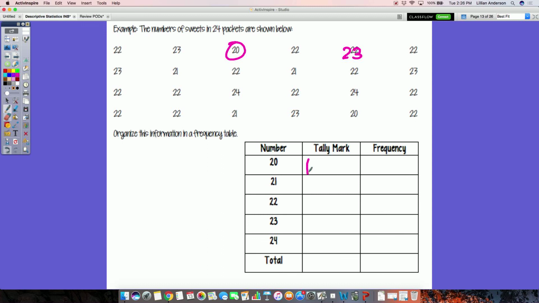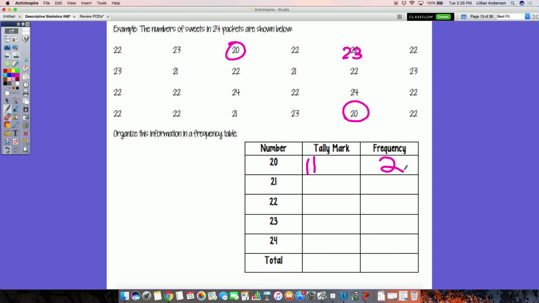None on the second row, none on the third row. I got one on the fourth row for a total of how many? 2. So this basically is letting you know that the number 20 shows up 2 times out of this data.